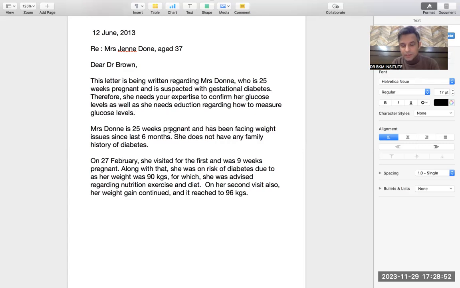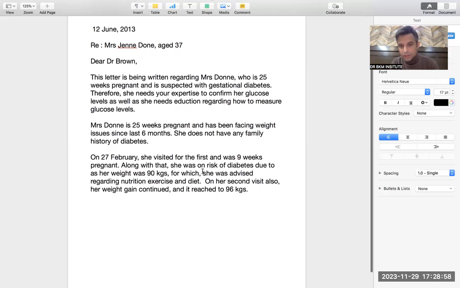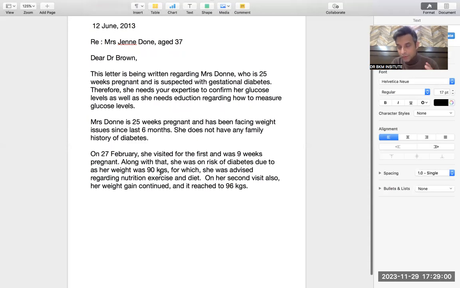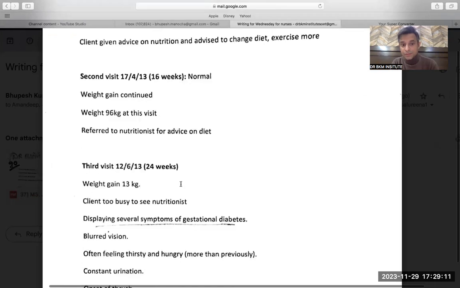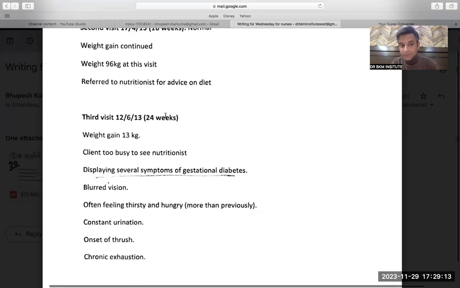25 weeks pregnant, has been facing weight issues. She does not have family history. On 20, she visited for the first time, was 9 weeks pregnant. Okay. She was at risk of diabetes. Okay. As her weight was 90. So Dr. Brown can understand 90 kgs weight, and for which she was advised. Okay. On her second visit, her weight gain continued and it reached to 96 kgs. So she was referred to nutritionist.